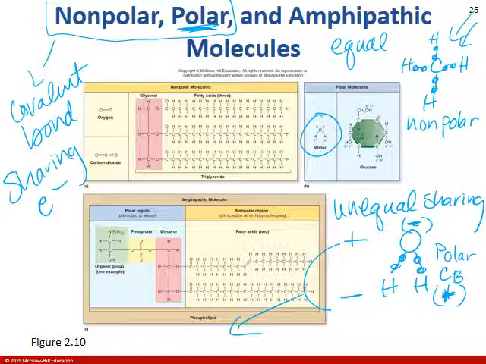So define covalent bond, define nonpolar covalent bond, give an example, define polar covalent bond, and give an example.